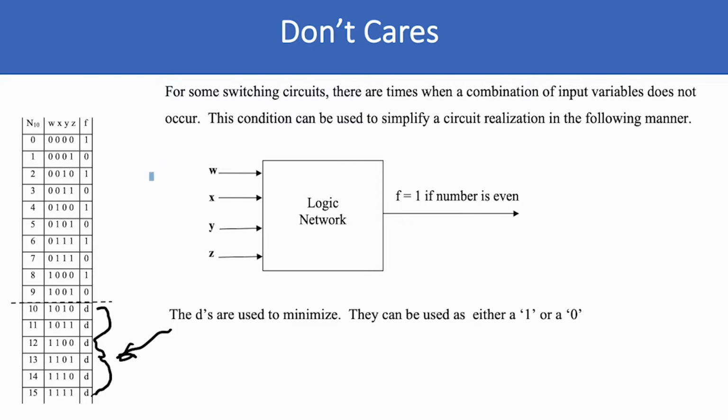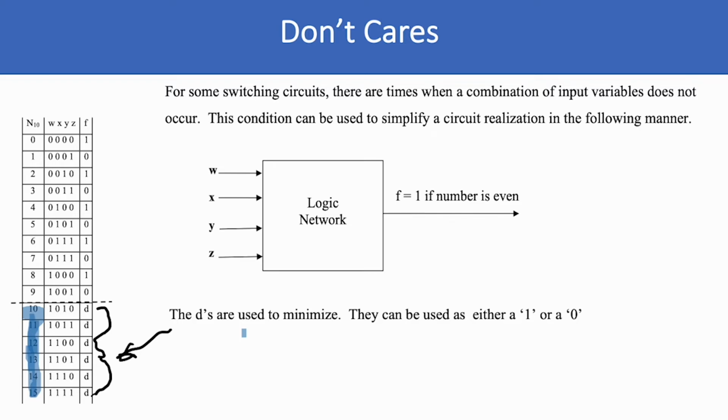And what we're saying, because we're the designers of this circuit, is that these combinations will never occur on these inputs. In other words, we'll never get a 1 0 1 0, 1 0 1 1, all the way down to 1 1 1 1. Those will not appear on the inputs at all. So if they don't appear, what we can do is use them as what we call don't cares, or Ds. And we'll talk about that.